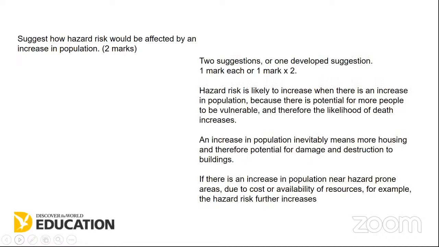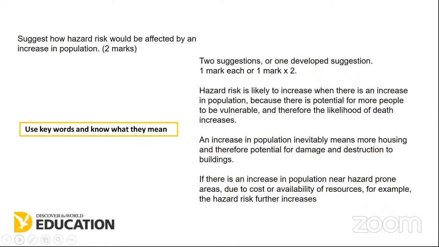Another quick question, suggest how hazard risk would be affected by an increase in population, okay? So it's likely to increase when there's an increase in population because there is a potential for more people to be vulnerable and therefore the likelihood of death increases. An increase in population means more housing, therefore potential for damage and destruction. And an increase in population could mean due to cost or availability of resources. Okay, all right, so there's some answers there for you.